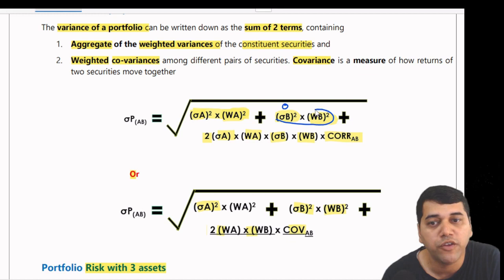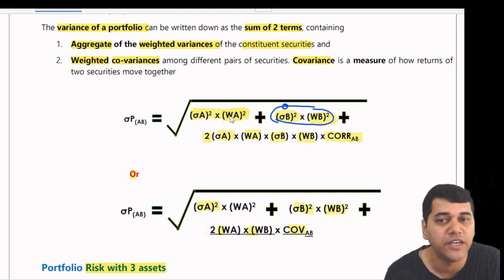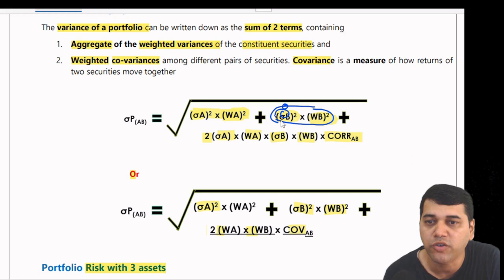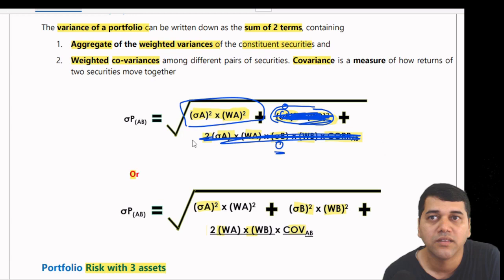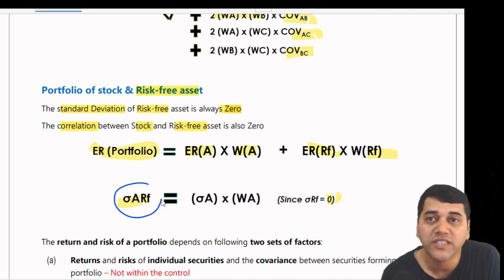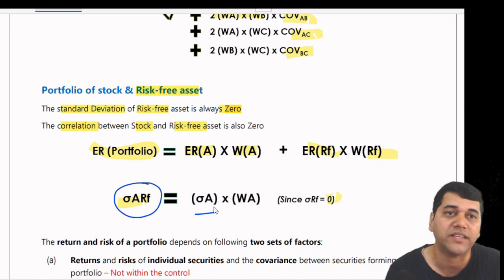Standard deviation of A squared into weight of A squared, yes, we have that. But the standard deviation of the risk-free asset is zero, so you make it zero. Everything becomes zero, gone. 2 times weight of A, standard deviation of A, into weight of B, into standard deviation of B, which is zero. The moment the standard deviation of the risk-free asset is zero, everything becomes zero. Then what remains is this. So when you have a bond and a stock, the portfolio's standard deviation is nothing but the standard deviation of the individual stock and its weight. That's it.